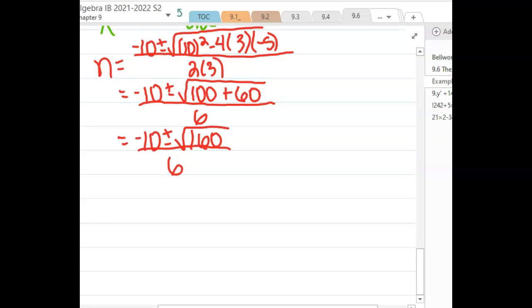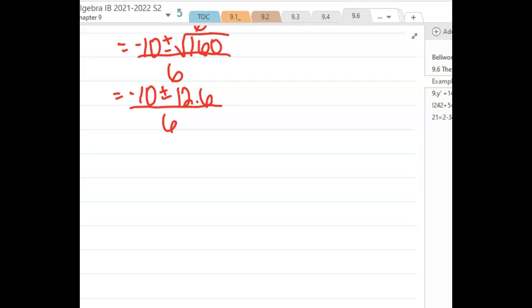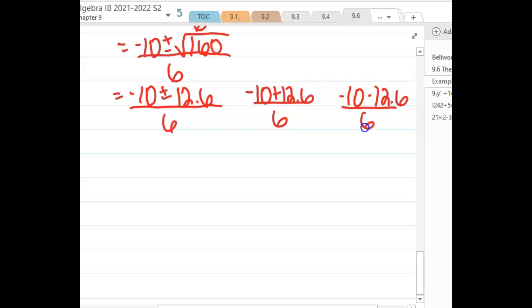Once again, if you try to take the square root of 160, it's not going to come out evenly. It's going to give you a decimal. So we'll just go ahead and keep it as a decimal. So when you take the square root of 160, you should get about 12.6. Everything else is going to stay the same. It's still a negative 10, and it's still over 6. And now you're ready to break it apart into those two answers. So we would take negative 10 plus 12.6 over 6. And negative 10 minus 12.6 over 6.